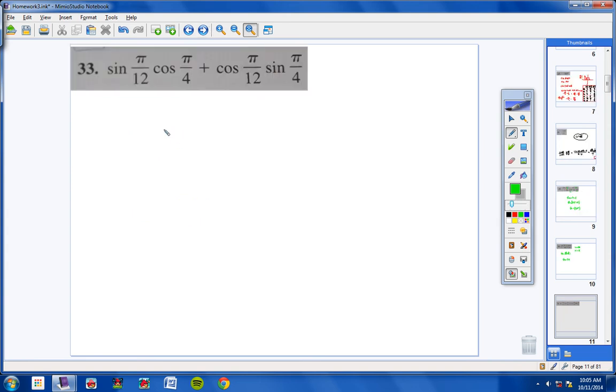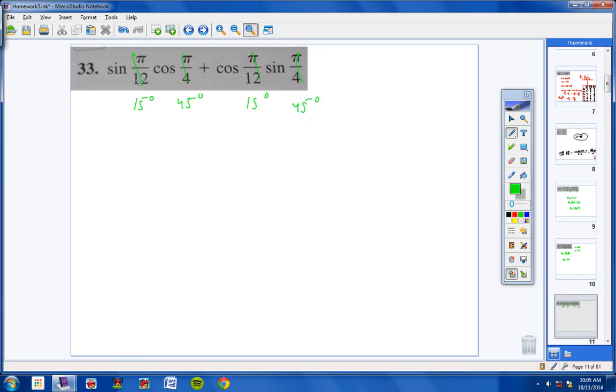Same thing again, I believe. Let me check the directions real quick. Number 33. Okay, they want us to find the exact value. To be honest with you, I'm going to change all of these to degrees very quickly. I think it'd be a lot easier. This would be sine of 15 degrees, this would be 45 degrees, 15 degrees, and 45.